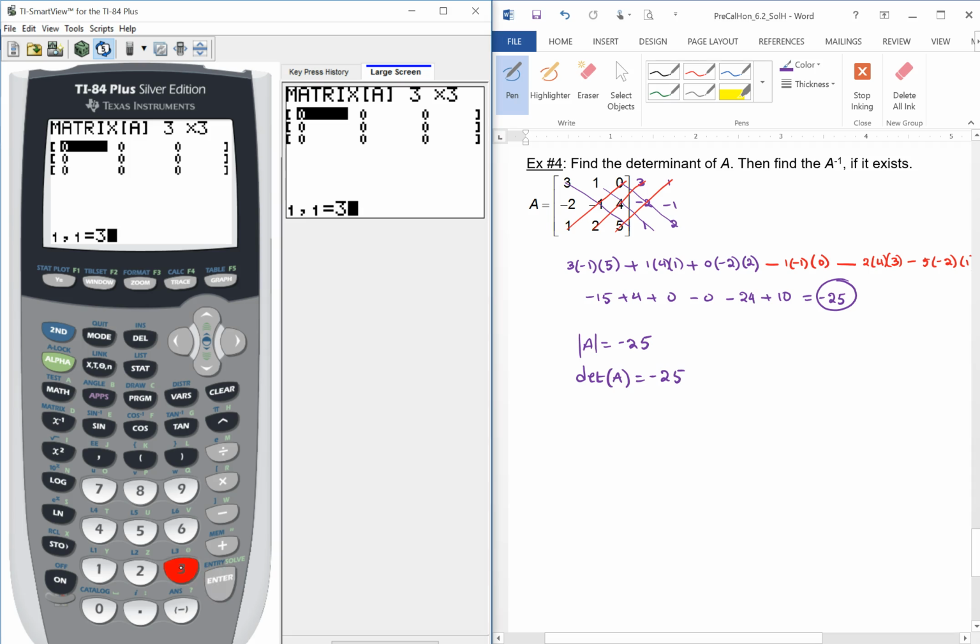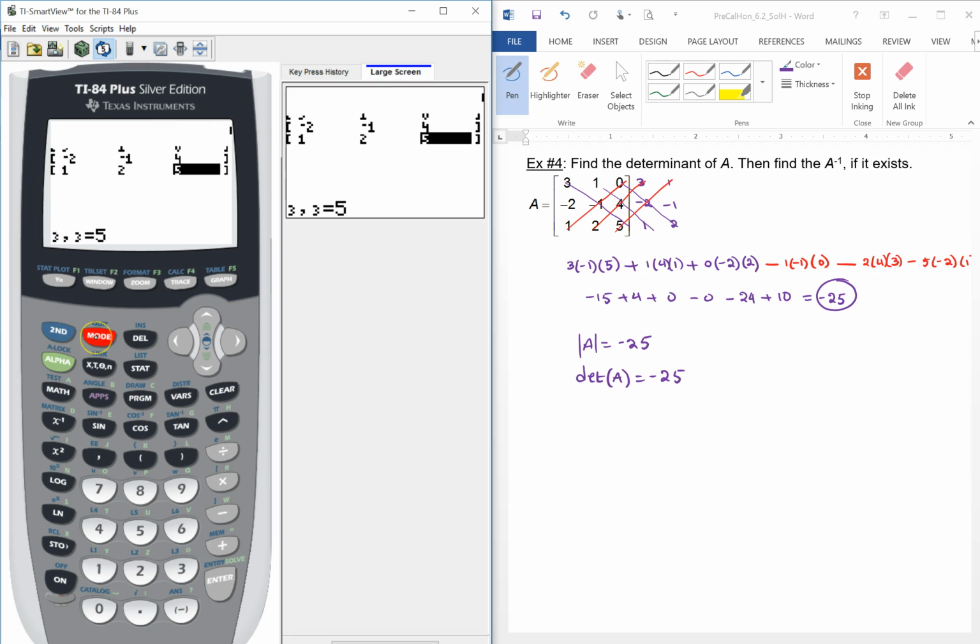So you're going to put in the 3 by 3 matrix that's over there. So we have 3, it goes across. 3, enter, and it goes across to the next entry. 1, enter, 0, enter, -2, -1, 4, 1, 2, 5. Okay? Second matrix, edit, enter. So now we have our matrix. Second, quit, go to the home screen.